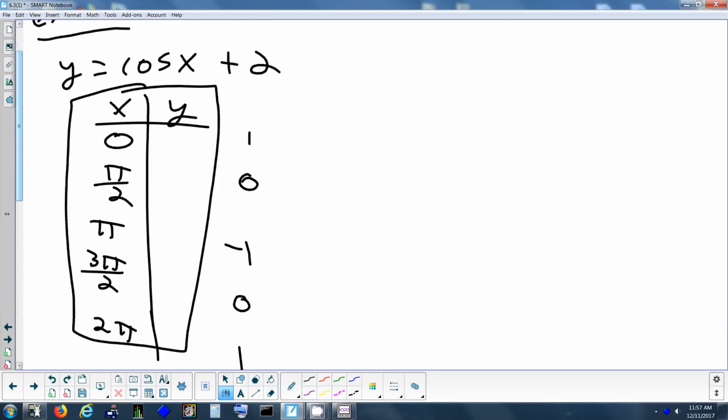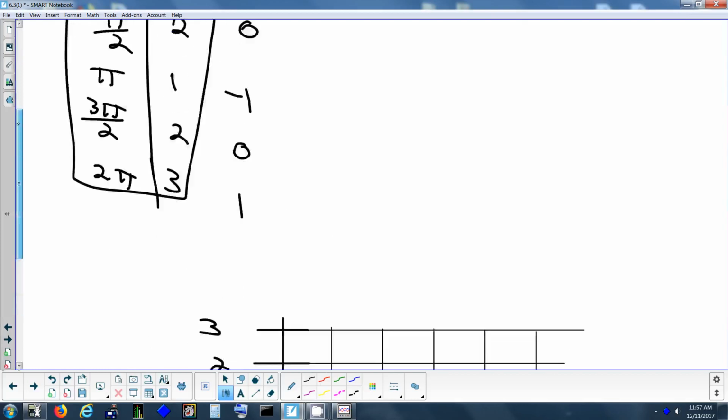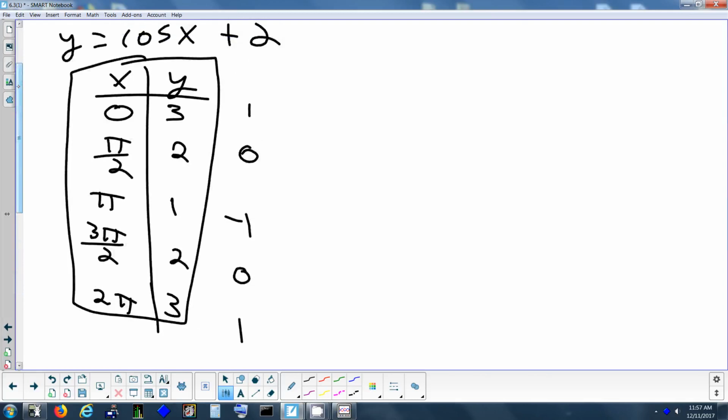Give me 2 plus 2. Plus 2. So 3, 1, 3, 2, 1, 2, 3. And that's it. So it's a lot easier with the y's. And what's the highest y value I have there? 3. So when I label it, I need to go up to 3. Do I have any negatives on the y-axis? Nope.